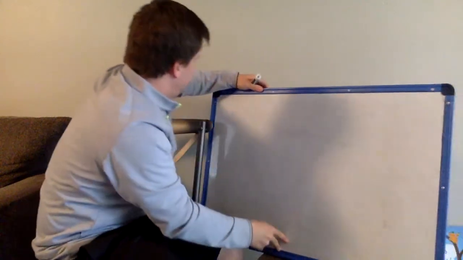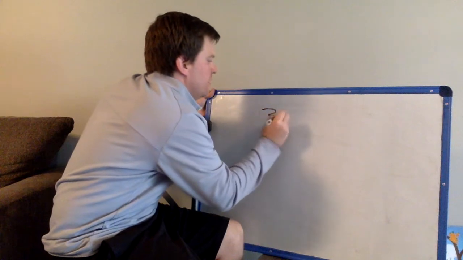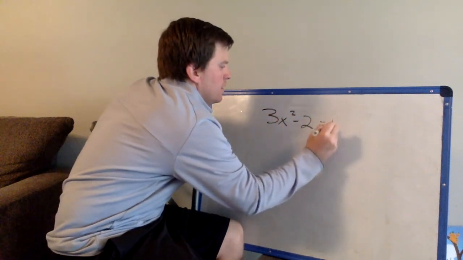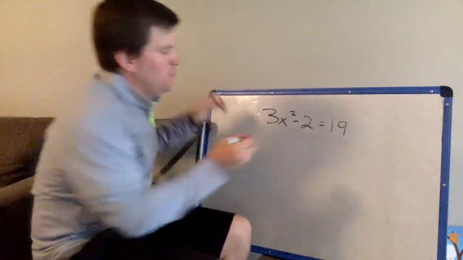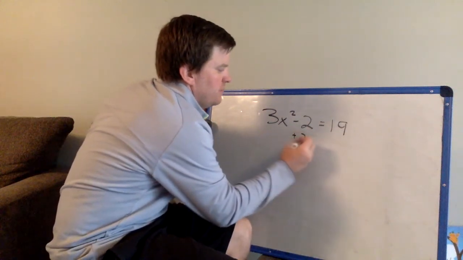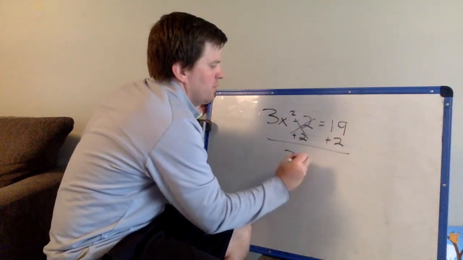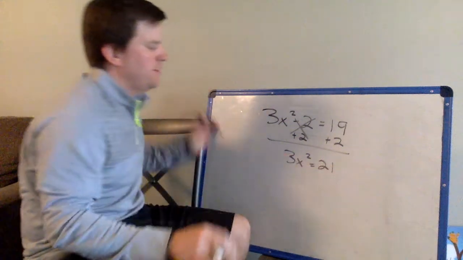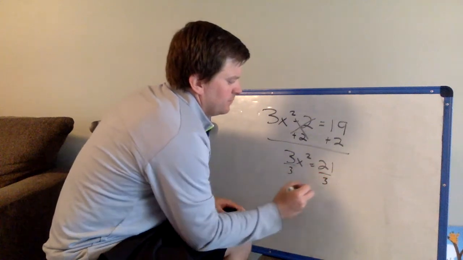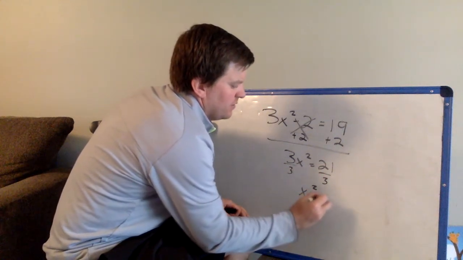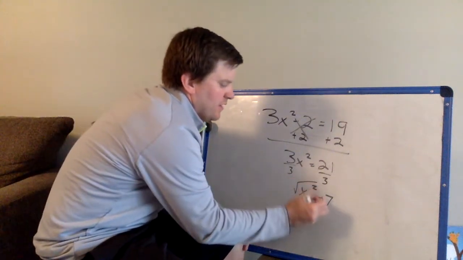Let's say we've got 3x squared minus 2 equals 19. Okay, so write that down with me. Again, trying to get x squared isolated, so we need to move the 2 first. Let's add 2. Okay, that way those cancel out. We have 3x squared equals 21. Now, we need to divide by 3. So x squared equals 21 divided by 3, which is 7. We're close. Square root both sides because we need x all alone.